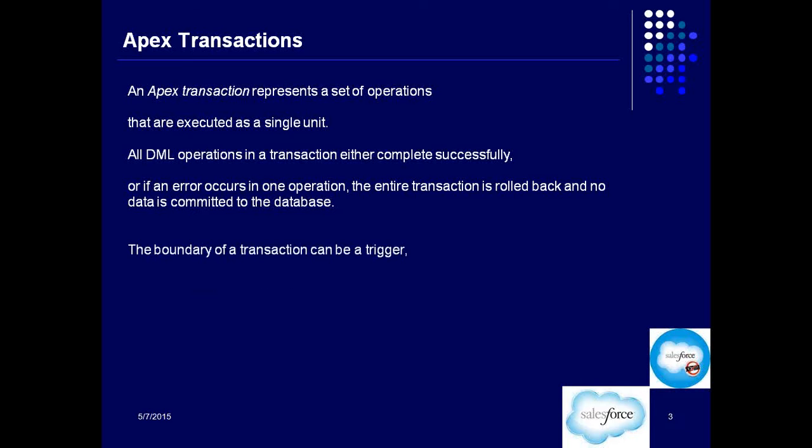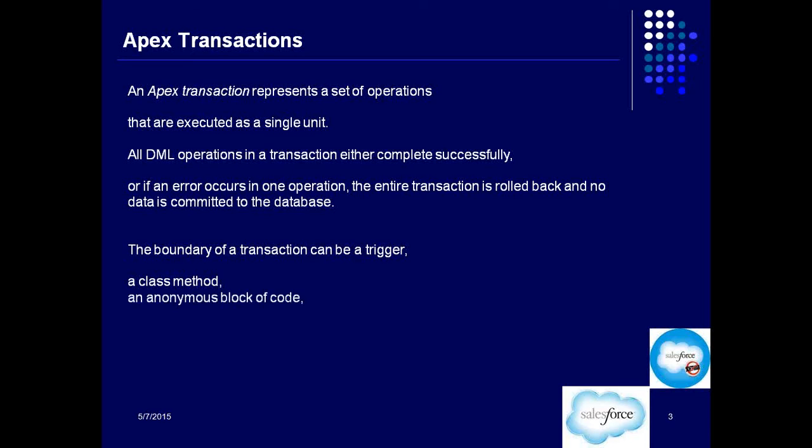The boundary of a transaction can be a trigger or a class method. So these can be the boundary of the Apex transaction. A trigger can be a boundary. So if you have written several DML operations inside the trigger, either all of them will get executed or none of them. A class method: one method is a boundary of an Apex transaction.